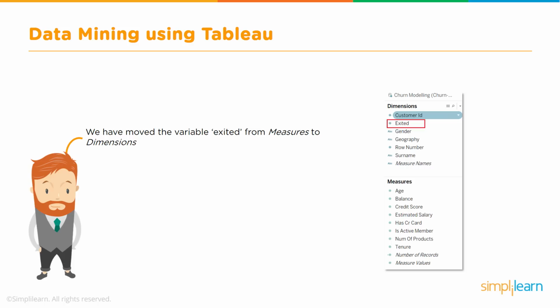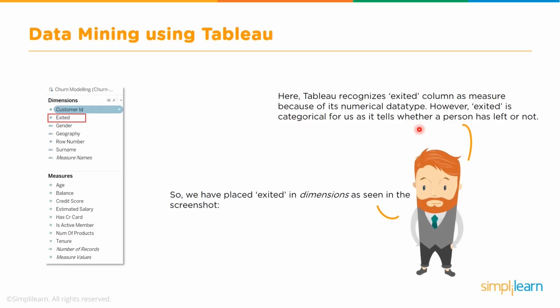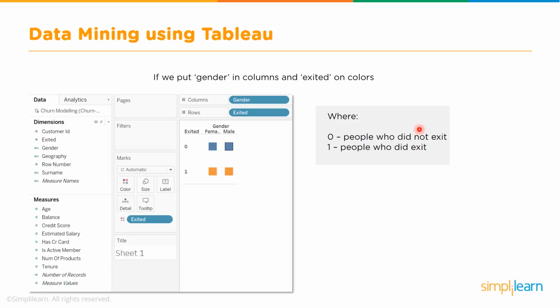Exited says whether the customer has exited or not, so it has a value of 0 and 1, and then of course you have gender and so on. We will take these two and simply drag and drop. Exited, and then we will put gender, into the analysis side of Tableau. Here we are showing male and female as two different columns, with 0 for people who did not exit and 1 for people who exited, and that is color coded. The blue color means people who did not exit, and the yellow color means people who did exit.